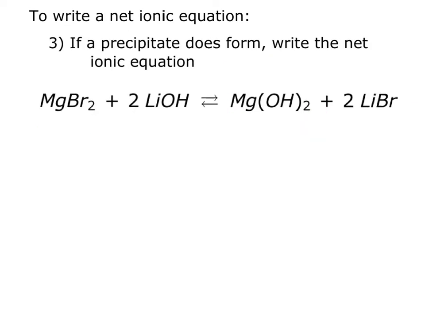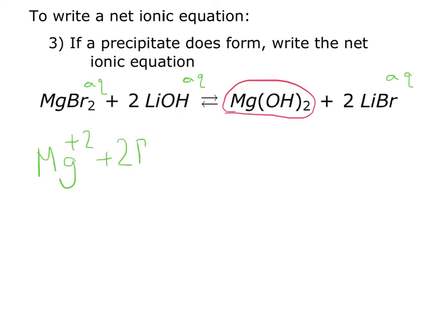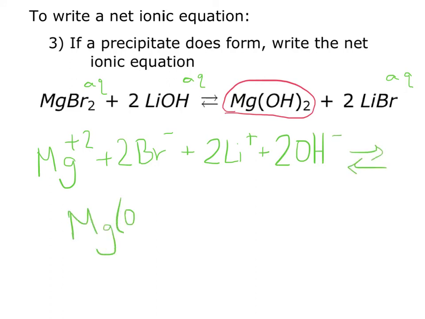Next thing, if a precipitate does form, write the net ionic equation. So I'm going to circle this guy so I don't forget that he is the one that's going to stay together. Mg(OH)2 will not split up in an aqueous solution. Everything else will. Everything else is aqueous. So I have Mg plus 2, 2 Br minus, plus 2 Li plus, 2 OH minus. On the other side, Mg(OH)2 does not split apart, it stays together as a solid, but LiBr does. That's 2 Li plus, 2 Br minus.